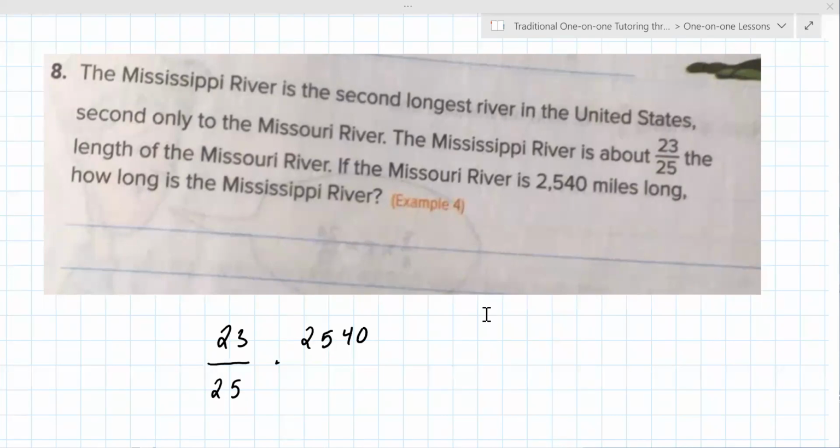Seven, 7,000. Okay, 0, 2, 0, 8, 9, 2, 4.